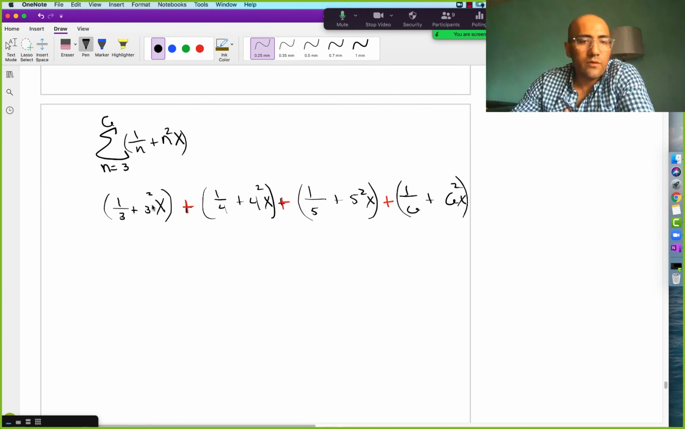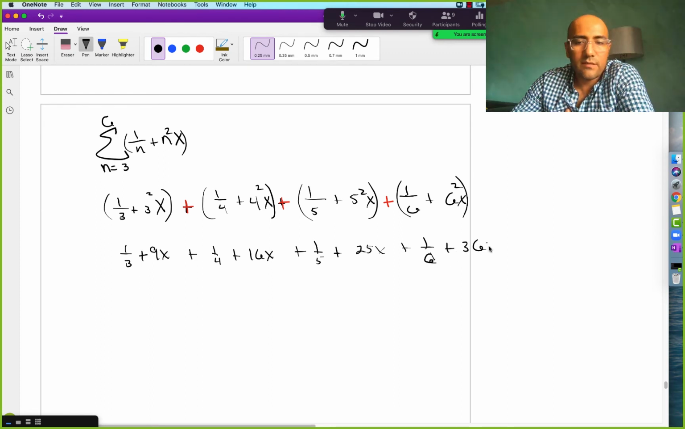Good. So then, we could simplify this just a tiny little bit. 1/3 plus 9x plus 1/4 plus 16x plus 1/5 plus 25x plus 1/6 plus 36x, right? So if there are other letters running around in there that are not using this little index guy, then just leave them alone. Good.